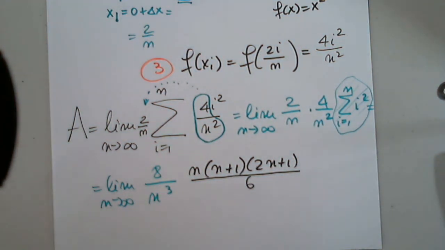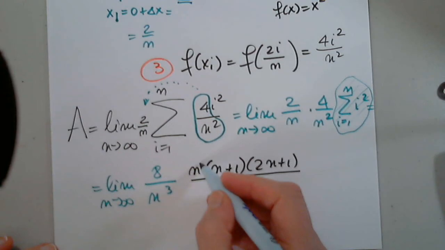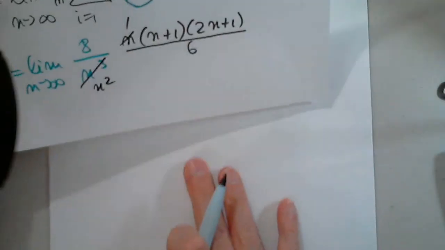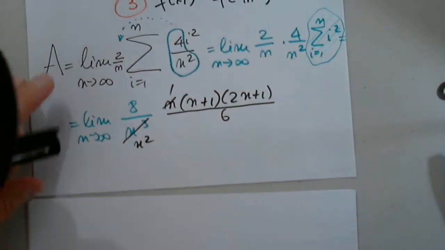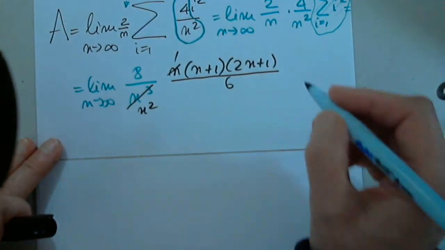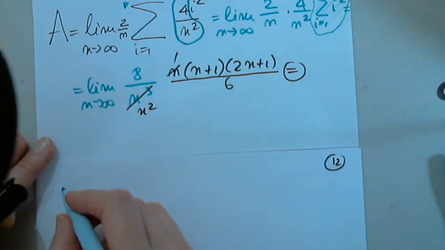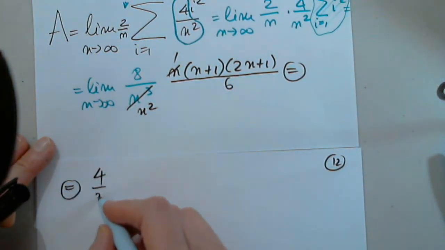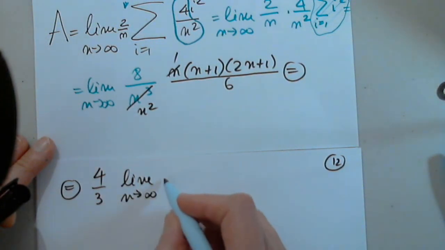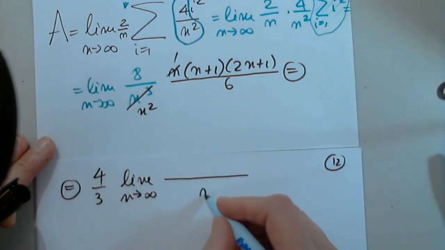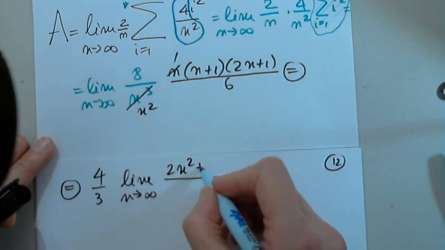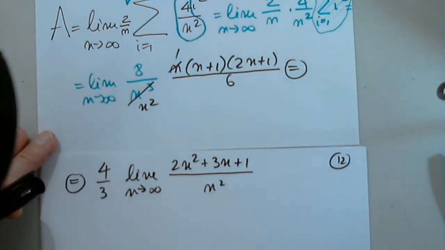What now? Very simple. Simplify. Distribute. Of course, take 8/6 outside in the form of 4/3. Please always, always, always simplify. Limit as n approaches infinity. The denominator is only n squared. The numerator I can distribute. So 2n squared plus 3n plus 1.